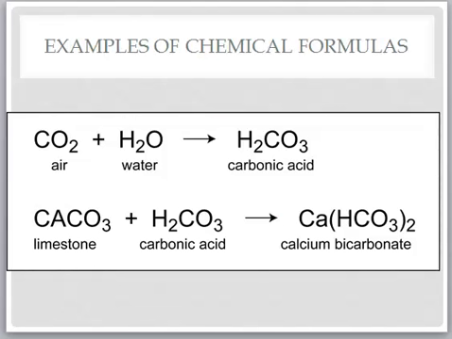Let's take a look at some examples of chemical equations. So carbon dioxide plus water gives us carbonic acid. The reactants in this chemical equation, CO2 plus H2O, those are the reactants, air and water, and the product is carbonic acid.